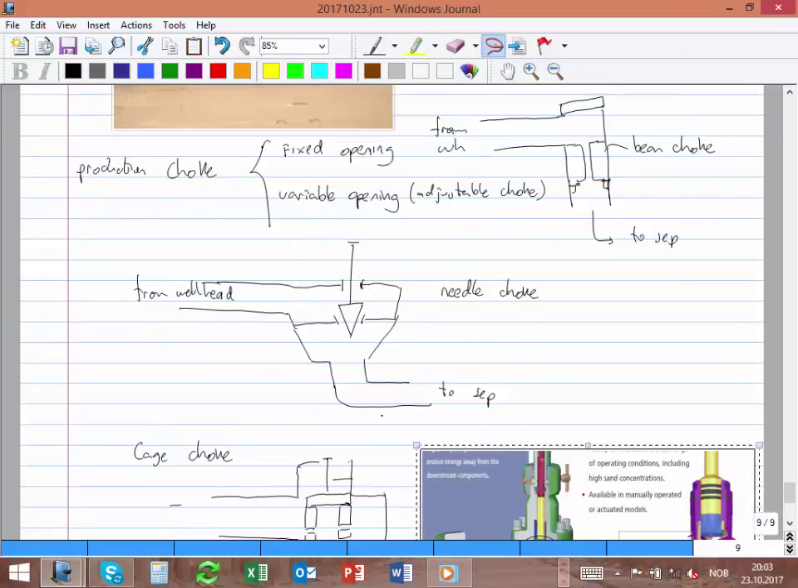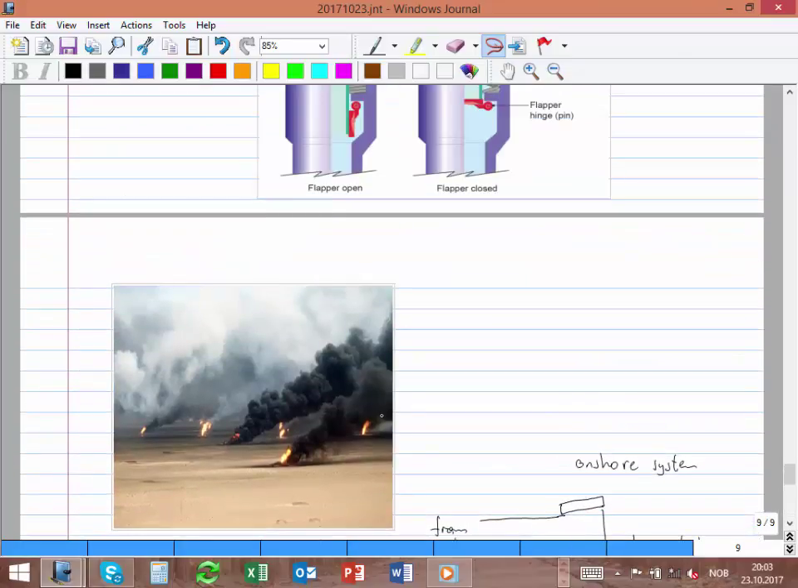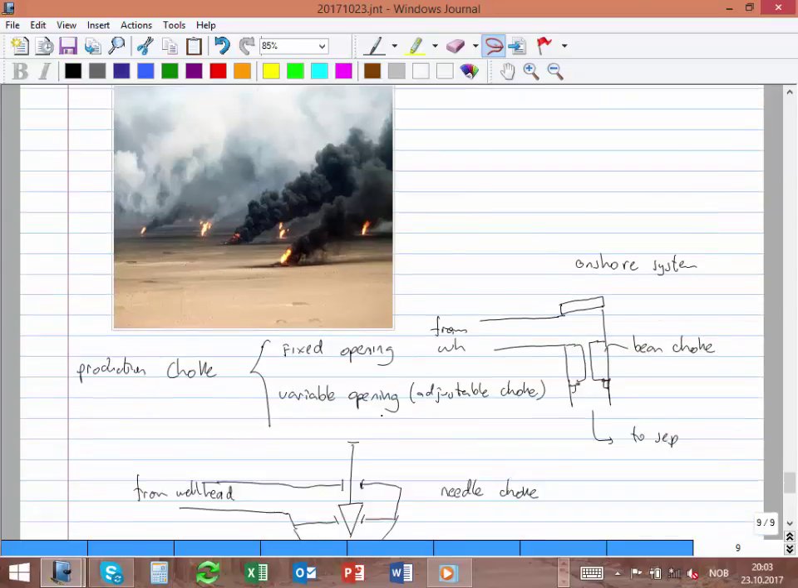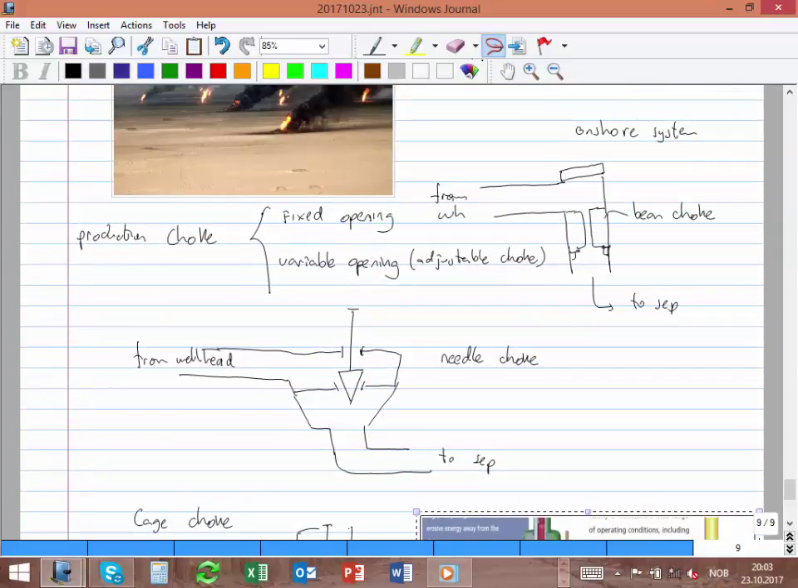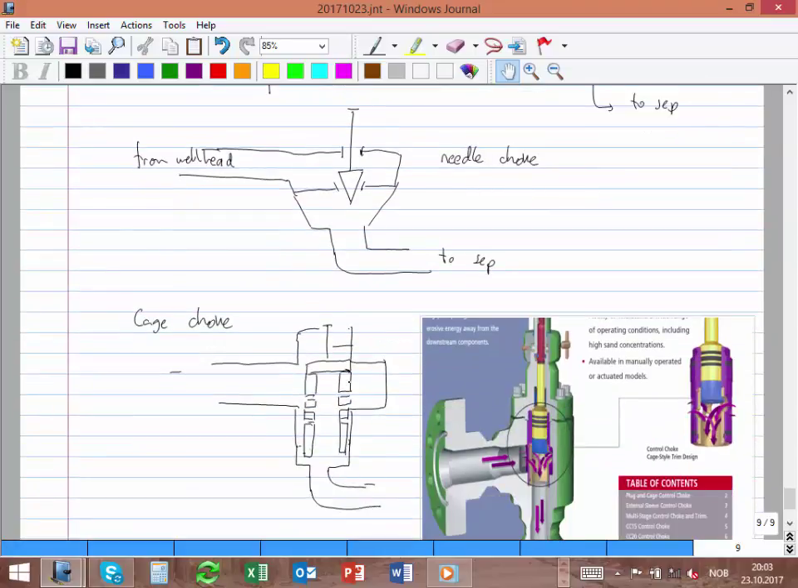Okay, so now we finish with all the valves: master valve, wing valve, choke, and downhole safety valve, just so that you're aware of it. And for the choke, we have different types. We're going to make an exercise with this type of choke, but we really don't have a good model for the other type, the cage. You see the geometry is complicated, so we don't really have a good equation for these chokes. But we will manage. You'll see what we're going to do.